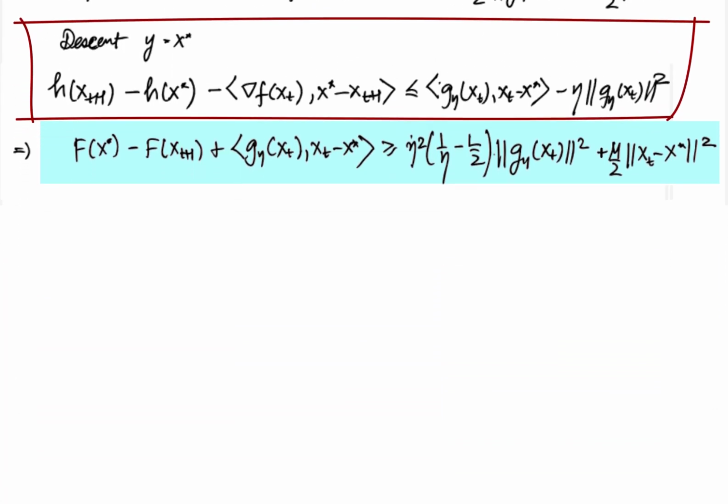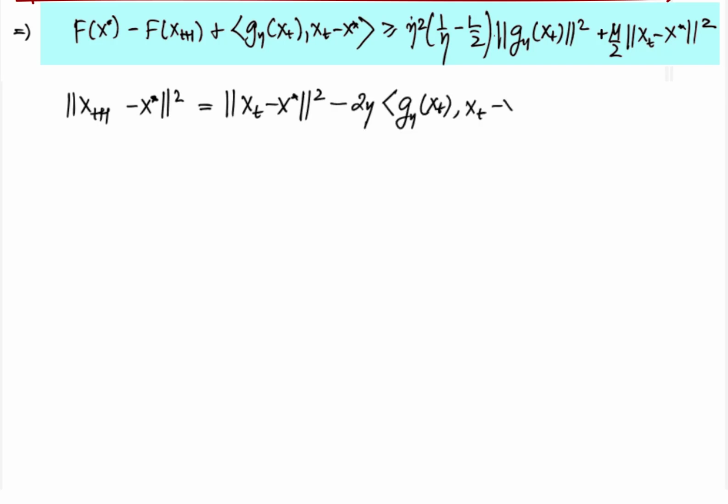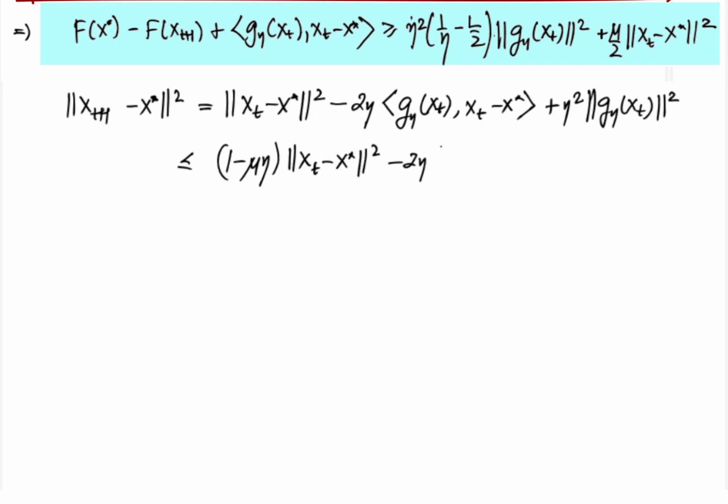As earlier, we expand the norm square of xt plus 1 minus x star so as to get norm square of xt plus 1 minus x star equal to xt minus x star norm square minus 2 eta inner product of g eta xt comma xt minus x star plus eta square norm square of g eta of xt, and then use the alternative to the extended co-coercivity property that we obtained previously, which yields xt plus 1 minus x star norm square is less than equal to 1 minus mu eta times xt minus x star norm square minus 2 eta times f of xt plus 1 minus f of x star minus eta square times 1 minus eta L times norm square of g eta of xt.